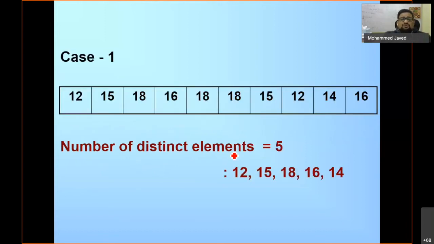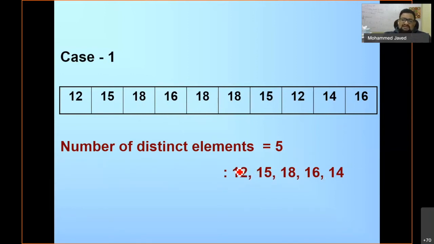Okay, for case one, we'll take a random case. In this case one, we have been given some numbers: 12, 15, 18, 16, 18, 18, 15, 12, 14, 16. In this particular case, the number of distinct elements is 5. If you scan through the array carefully, you will see that the number of distinct elements is 5, and those distinct elements are 12, 15, 18, 16, and 14.